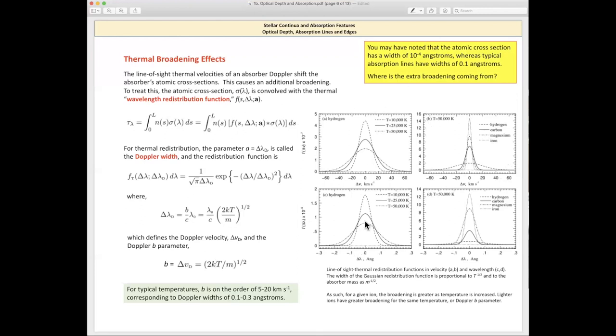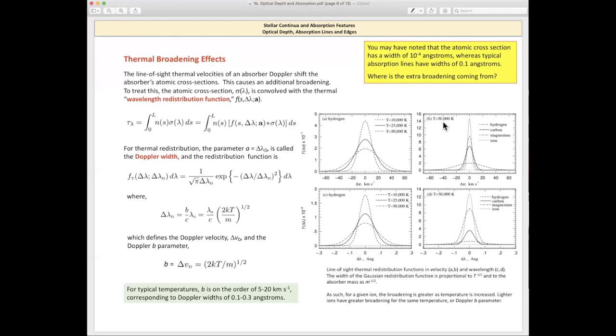So here are some examples. This is hydrogen only, for three different temperatures. This is the velocity dispersion, and the b parameter, or the Doppler velocity width, is the sigma of these Gaussians. Here's 10,000 degrees, and at 25,000 degrees you can see that the width is greater, but the area under the curves is unchanged because they're normalized. At even hotter, 50,000 degrees, it's even broader.